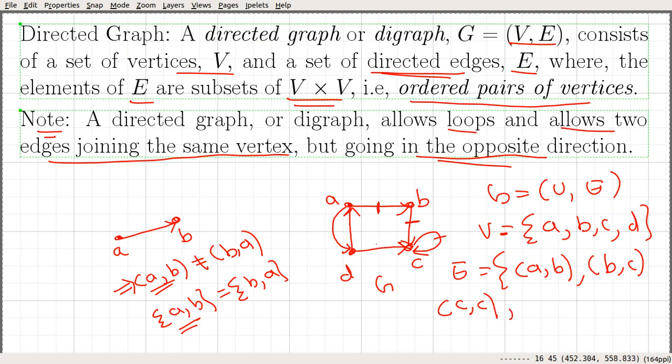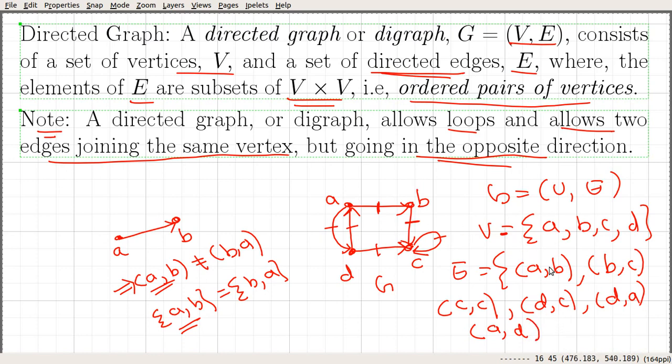And so let's consider this edge, which is directed from D to C. So we have this ordered pair DC. Okay, and we have this edge directed towards A. So we have this ordered pair DA. And one more edge, we have this ordered pair A, D. Okay, I think we are done.